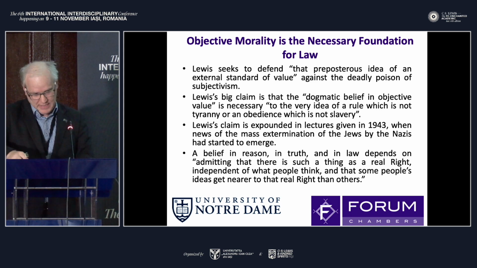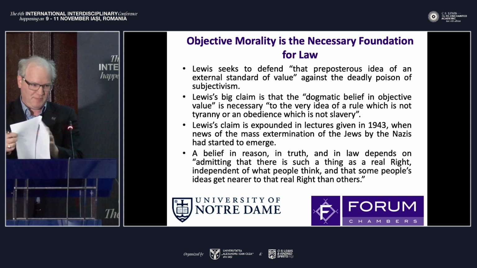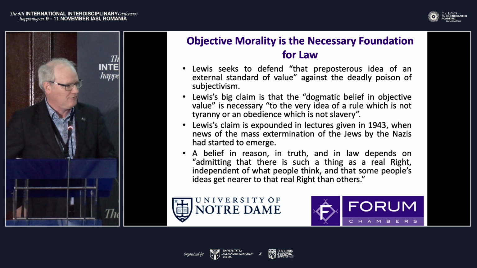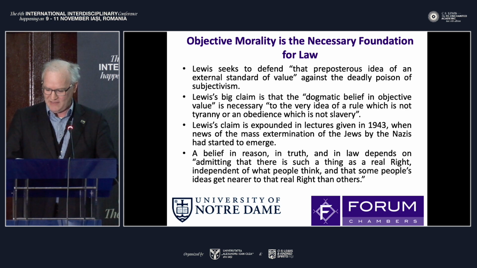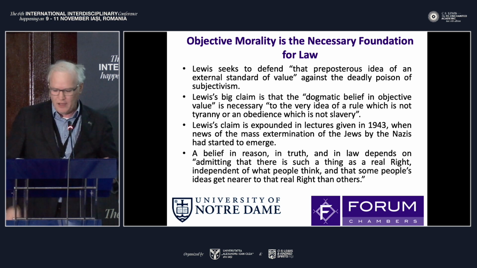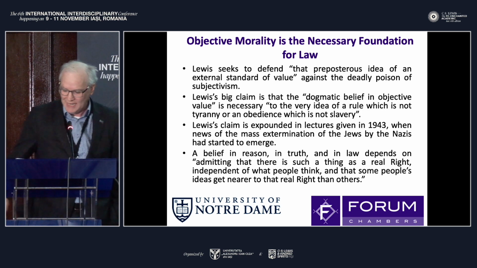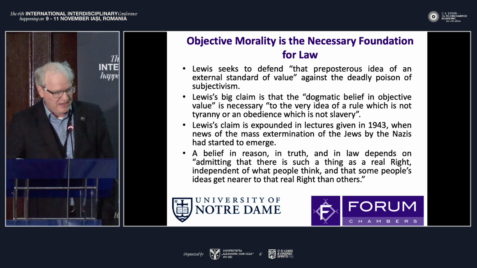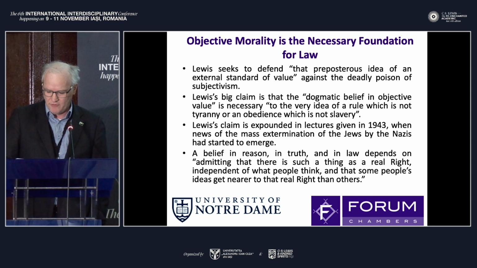So in the book, The Abolition of Man, he seeks to defend what the cold-hearted villain Frost calls, in That Hideous Strength, that preposterous idea of an external standard of value. For Lewis, commitment to an idea of an external objective standard of value is essential. His big claim is that the dogmatic belief in objective value is necessary to the very idea of a rule of law which is not tyranny, or an obedience which is not slavery.